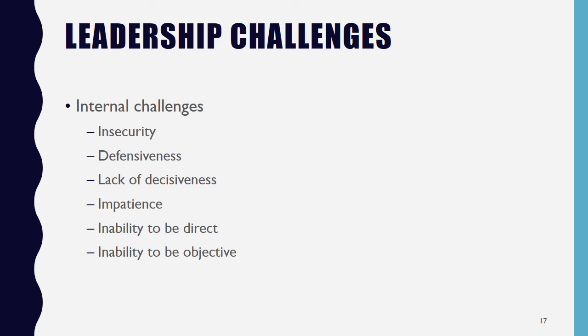Internal challenges focus essentially on personality traits of the leader himself. These might reflect insecurity, defensiveness against criticism, as well as a difficulty in being direct and objective.